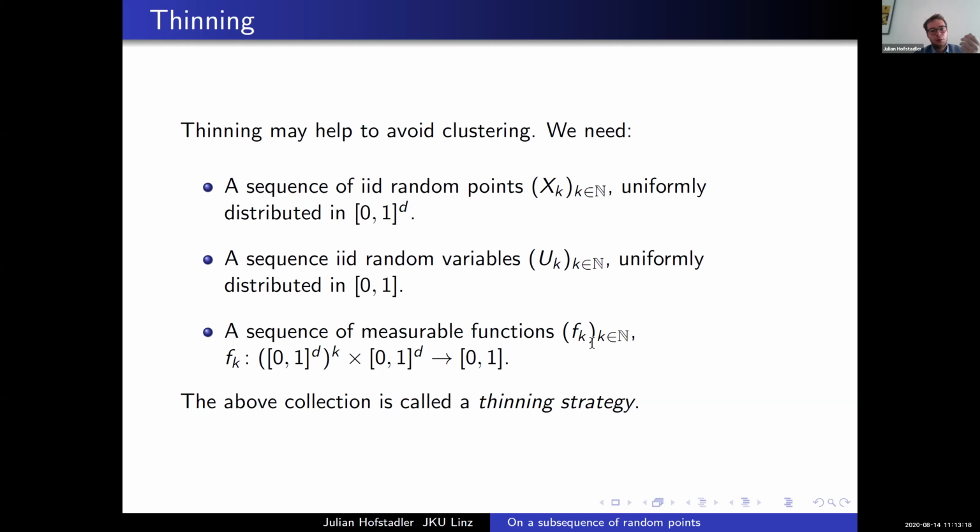And how do they work? They look a bit strange at first, but the main idea is when using the kth function, we already have chosen k points. So we put them in here. Then we have a look at another point and measure how good is this point considering the already given points. So we map it just to [0, 1]. And this collection, everything together, we call a thinning strategy.